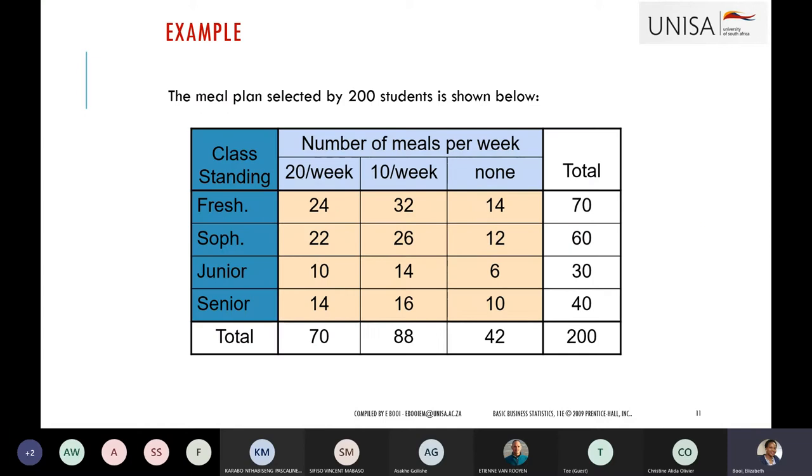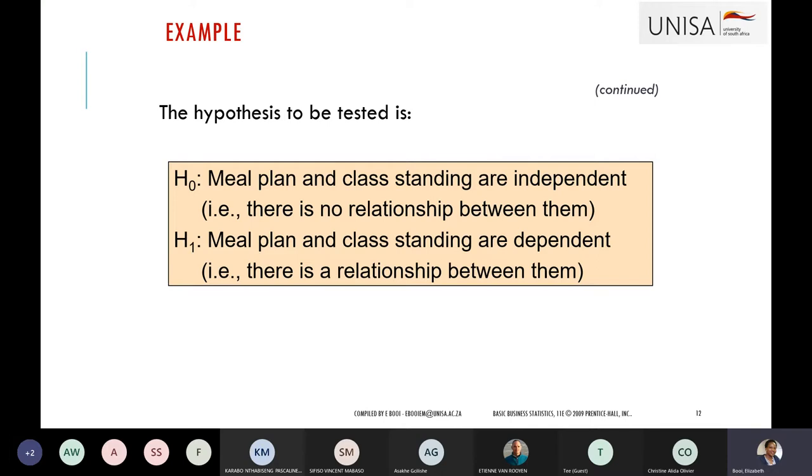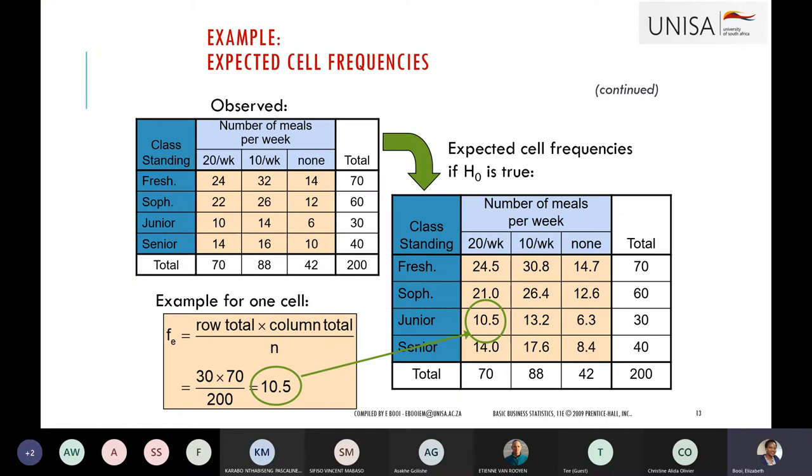We also looked at an example of a meal plan by student, where we were given the observed values. Then we stated the null hypothesis and the alternative. We stated that the meal plan and the class standing are independent. The alternative stated that they are dependent.